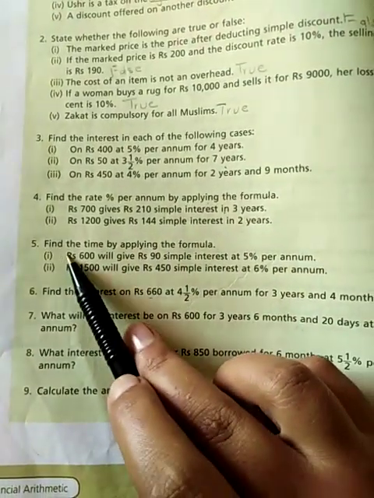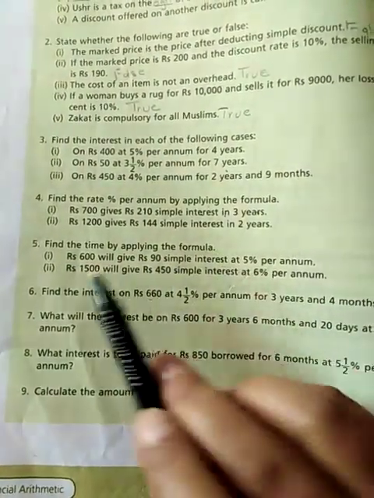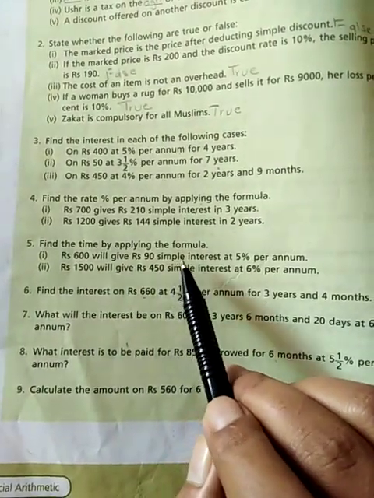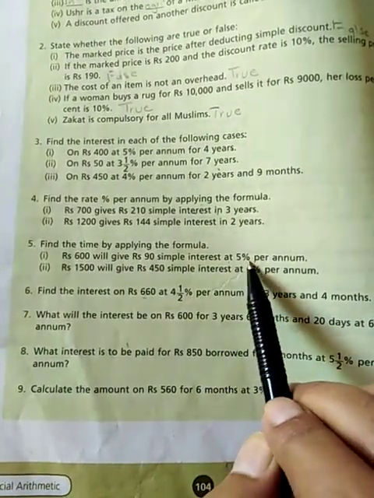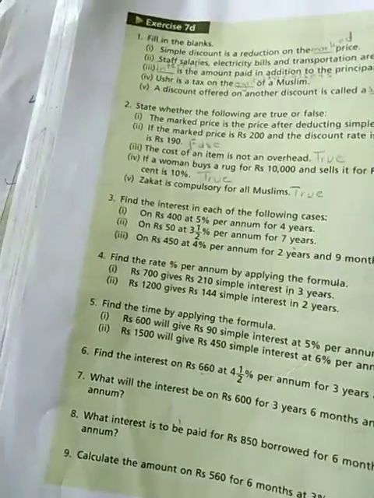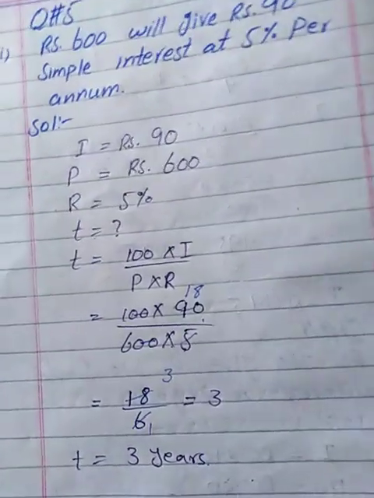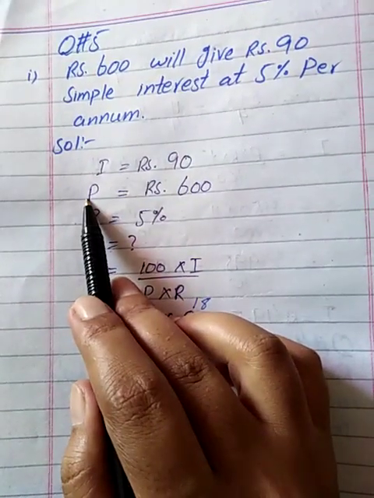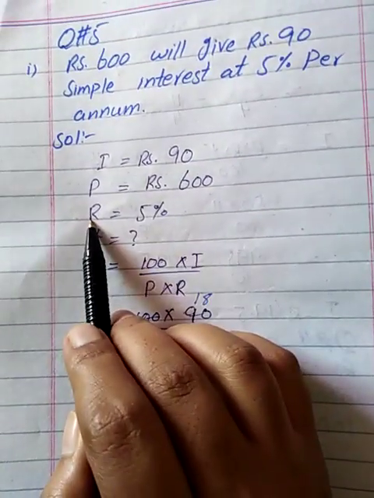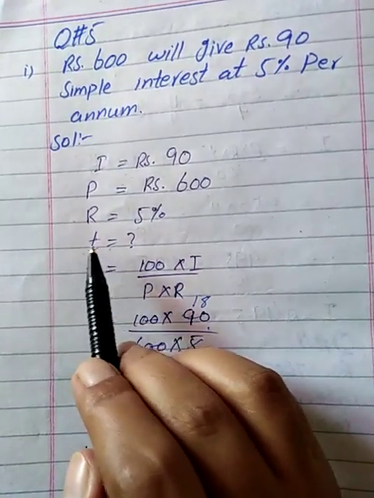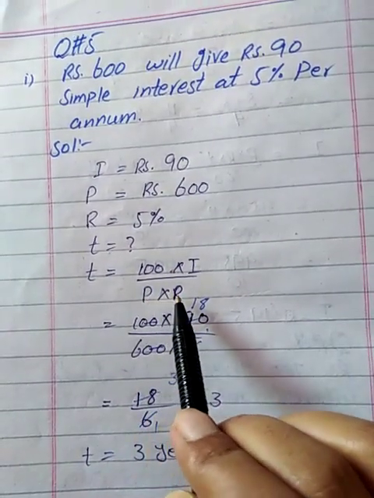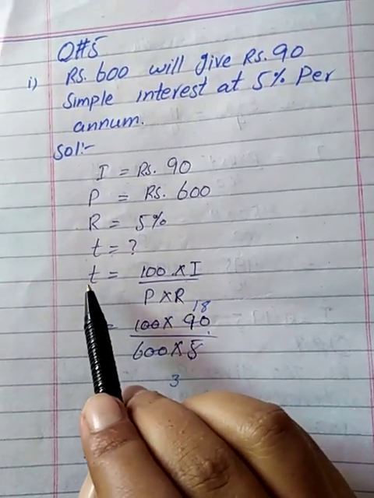And then our next question is find the time by applying the formula. Rupees 600 gives rupees 90 simple interest at 5% per annum. Now we are solving the question. Interest I is equal to rupees 90. Principal amount P is equal to rupees 600. Now rate is equal to 5%. Now we will find the time. T is equal to 100 multiplied by I over P multiplied by R. This is the formula to find the time.